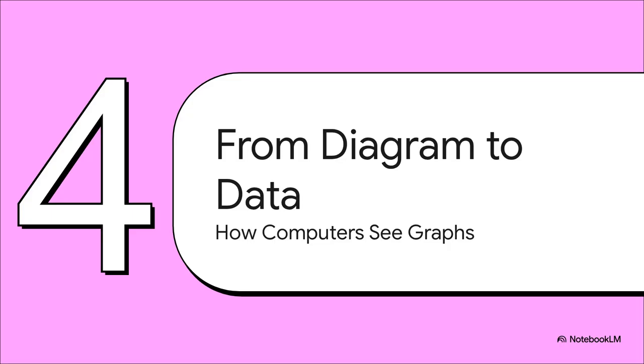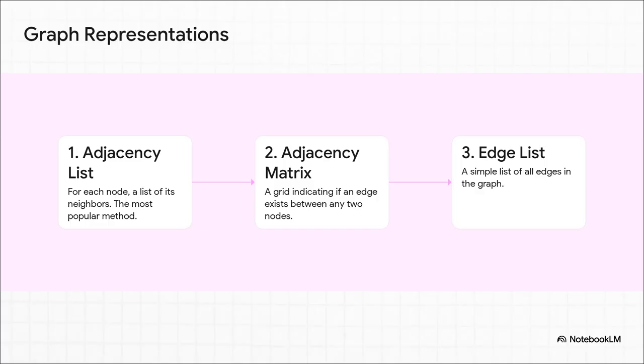So we can draw these graphs and understand them visually, but how does a computer actually see them? How do we turn these pictures into data that a program can actually work with? Well, there are basically three main ways to store a graph in code. You've got your adjacency list, your adjacency matrix, and your edge list. Picking the right one for your problem is super important for making your code run fast, so let's quickly break down the pros and cons of each.